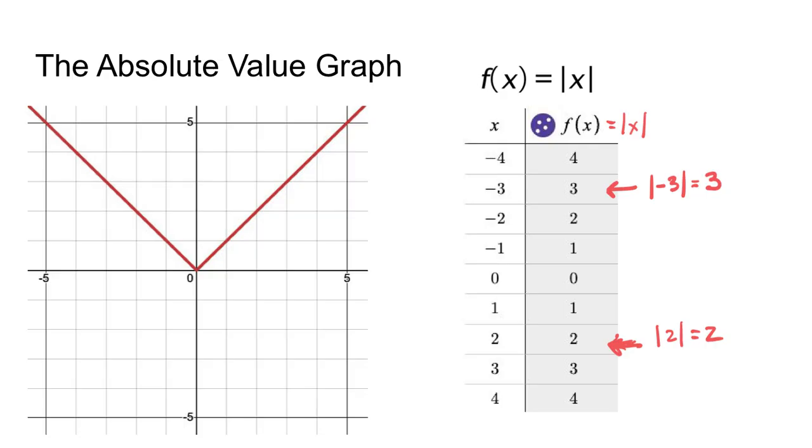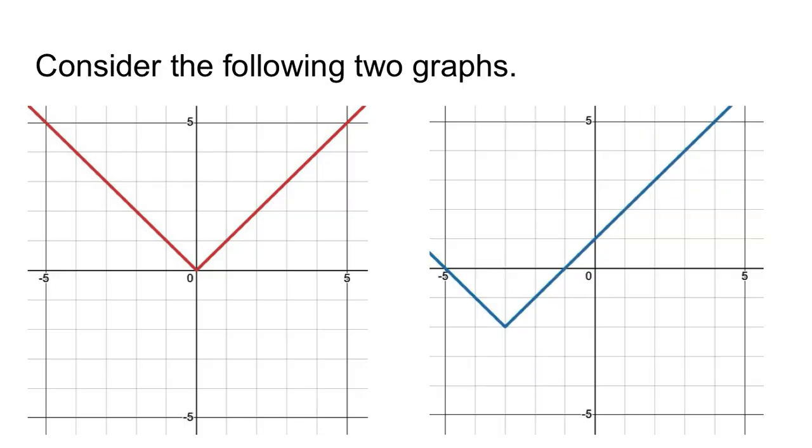I'm hoping you remember this and have seen this before. But I went ahead and filled in the rest of this table using the exact same thought process. But how boring would it be if all of our absolute value graphs looked exactly like this? Let's think about it differently. Like, what about these two V's?